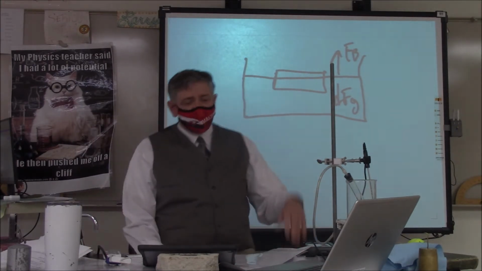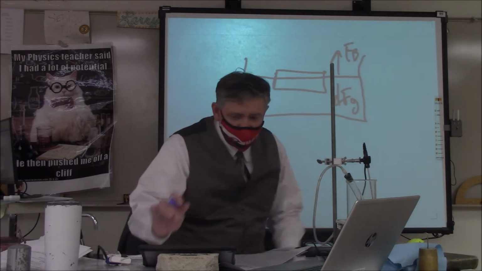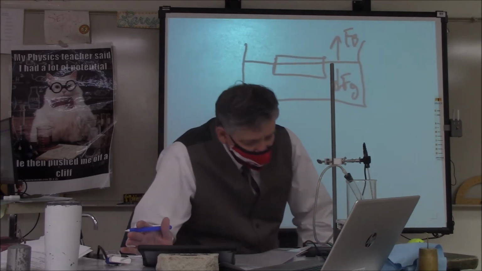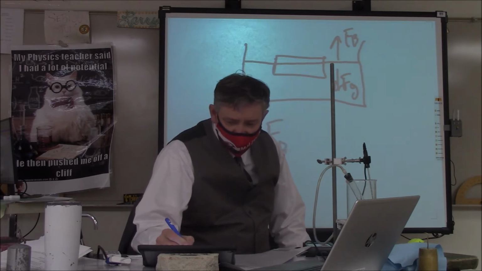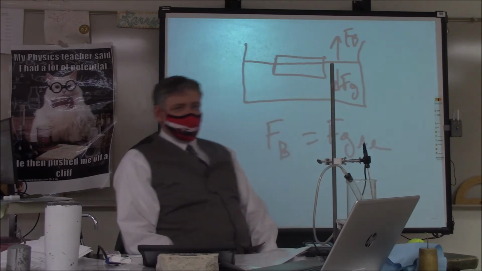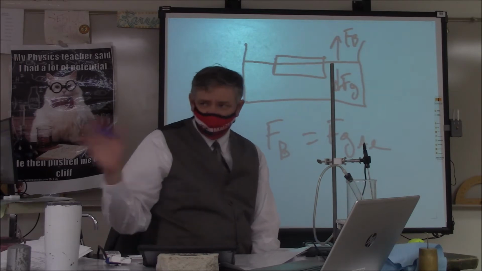So, you only have two forces involved. Now, the only way it's going to float is if these two are equal. So, all you have to do on 13A is just write the buoyancy force is going to equal the gravitational force acting on the aluminum. That's all you have to do on 13A. There's nothing else to it.